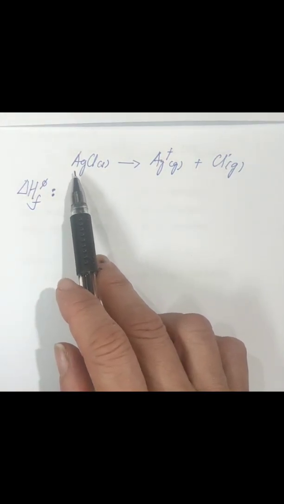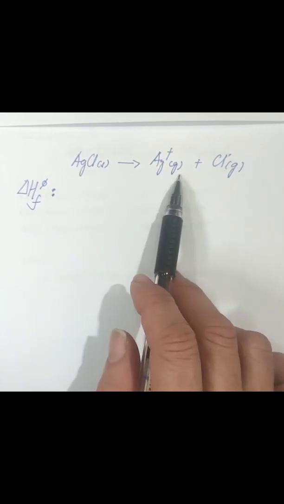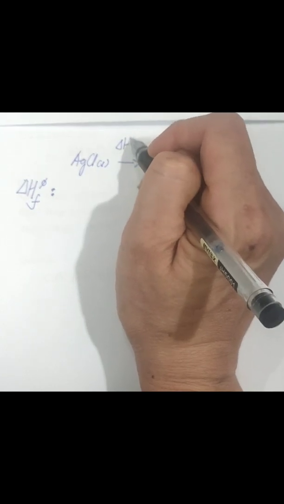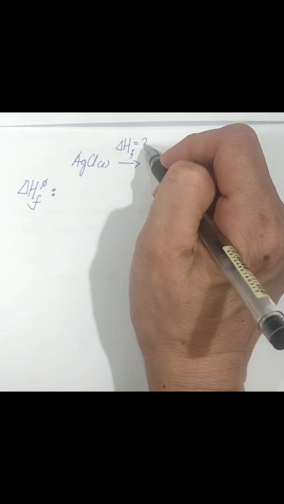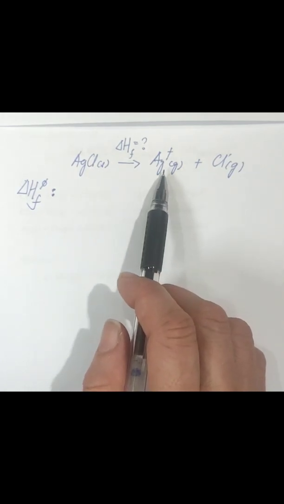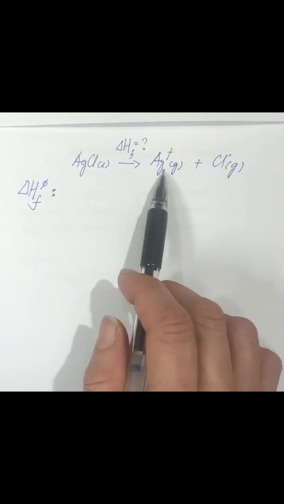So what is the meaning of product and reactants here? We need to write down the question first. So this is the question. The question asks us to look for the enthalpy change of formation for this reaction. So from here, this is the reactant, while these are the products.